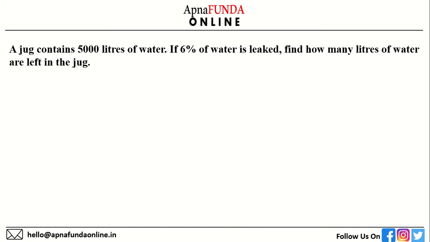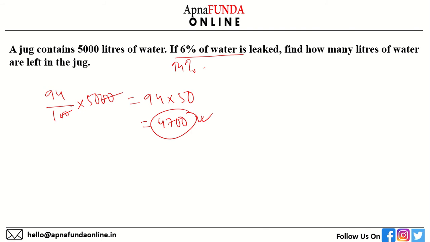Next question. A jug contains 5,000 liters of water. If 6% of water is leaked, find how many liters of water are left in the jug. So very simply, if 6% of water is leaked, that means 94% is remaining. So what we can do is 94 by 100 into 5,000. We can directly do this. So 94 into 50 should give me 4,700. This is my answer.